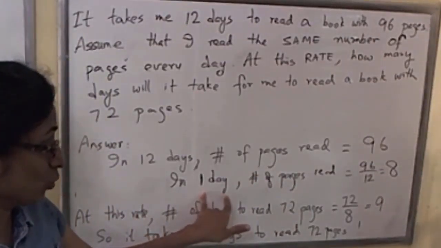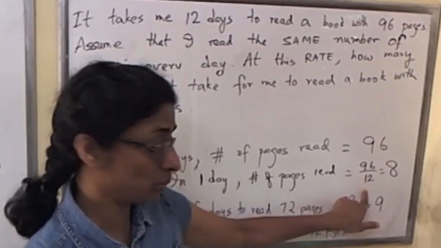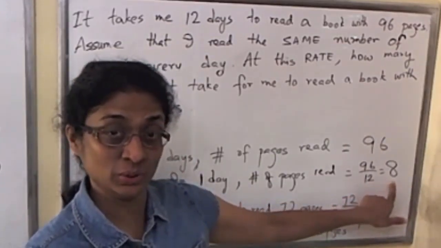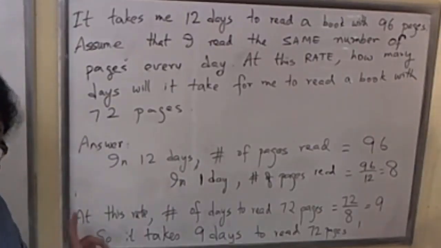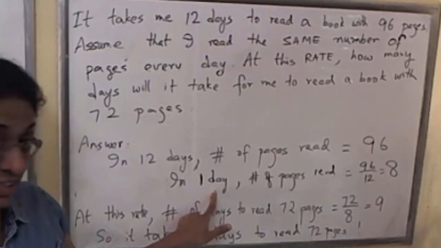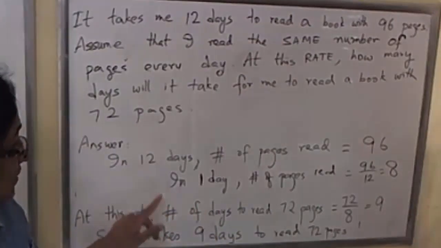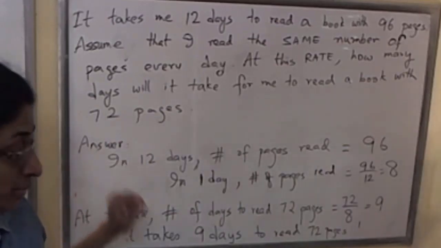So this one says in one day, number of pages read is a simple division, 96 over 12, and you'll arrive at 8. So in one day, I read 8 pages, assuming this. Now at this rate, meaning that I read 8 pages in every day, how many days does it take me to read 72 pages? Here again, another simple division.